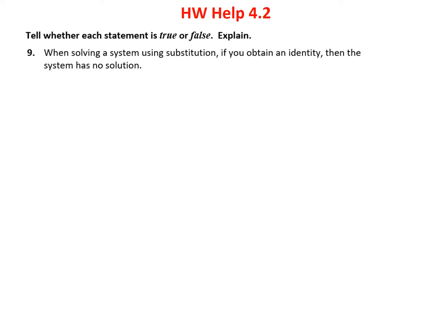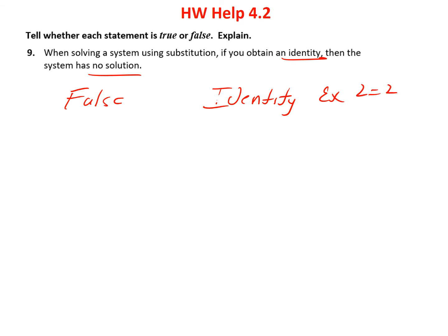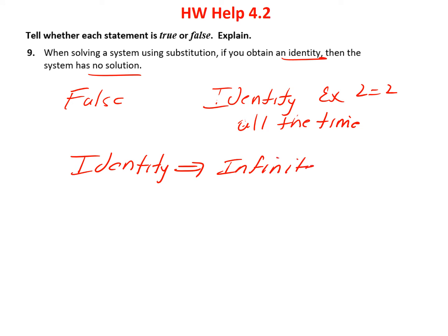Problem 9 says, when solving a system using substitution, if you obtain an identity, then the solution has no solution. Well, this is absolutely false. For one thing, if you have an identity, for example, like 2 equals 2, when does 2 equal 2? All the time. So as a result, when you get an identity, this implies infinitely many solutions. When you're solving a system, it usually means the two lines are actually the same line and has infinite solutions.